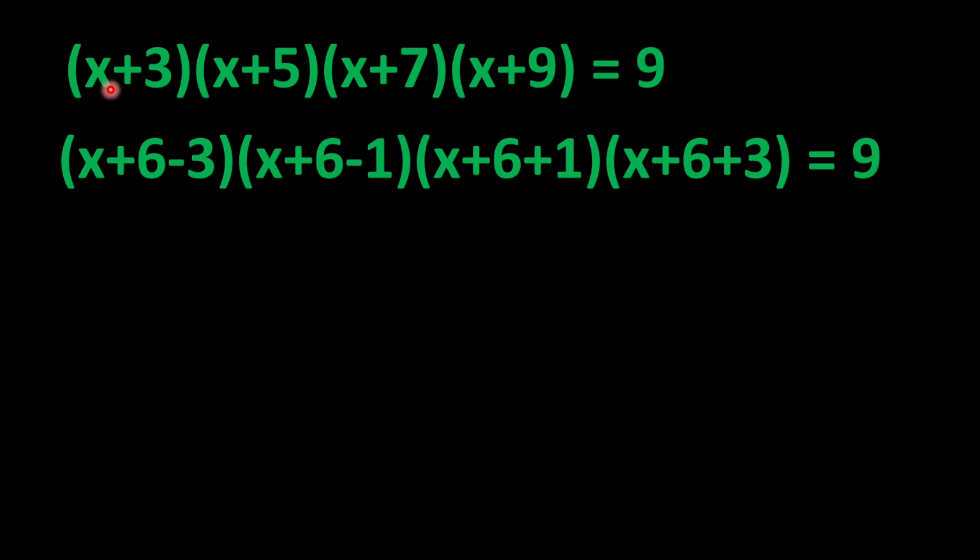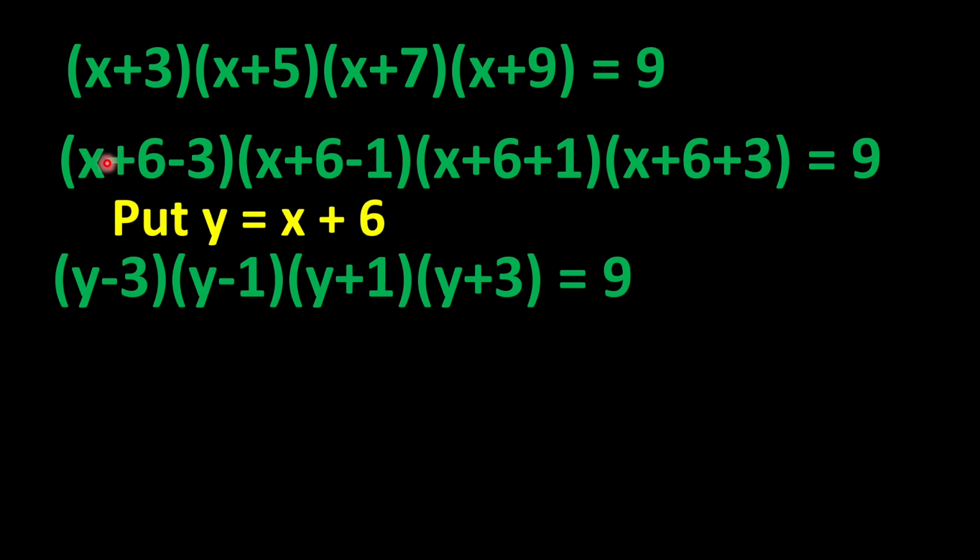So we can write x+3 as x+6-3, and similarly x+5 as x+6-1, and this 7 as 6+1, and this 9 as 6+3, which is equal to 9. Why? Because now we have a common term, x+6, in all of them. So we can substitute this x+6 as y.